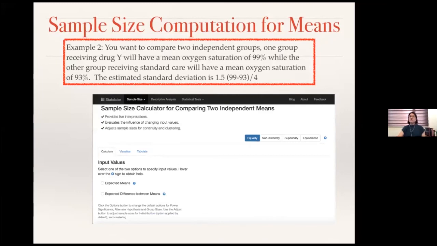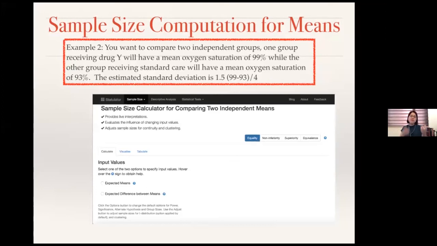Now, you want to compare 2 independent groups. So for example, one group is receiving drug Y and will have a mean oxygen saturation of 99%, while the other group receiving standard care will just have a mean oxygen saturation of 93. The estimated standard deviation is 1.5. So in this one, it's an independent samples t-test. So I want to do an independent samples t-test. What is going to be my sample size?